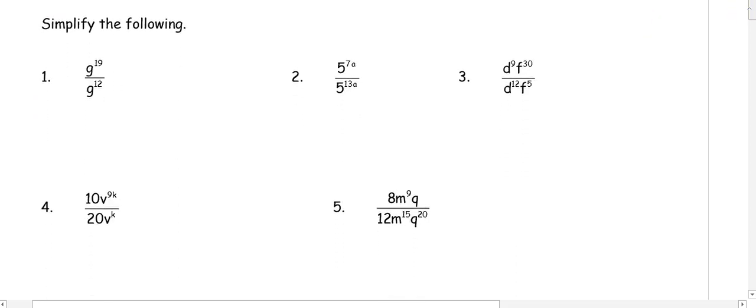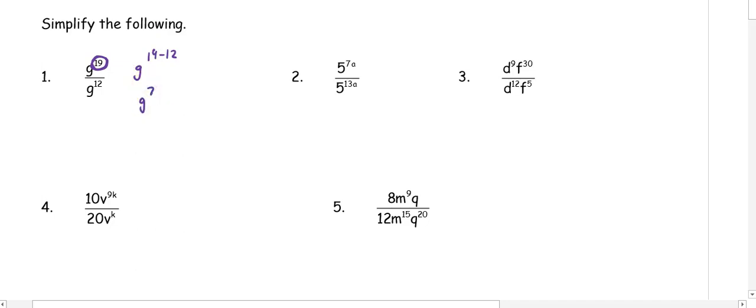Number one, we have g to the 19th over g to the 12th. So 19 is the larger exponent, so it's going to end up in our numerator, and we are going to subtract the exponents, 19 minus 12, so we get g to the 7th.